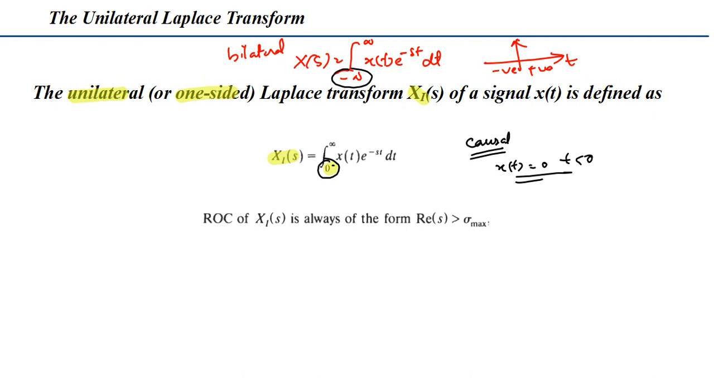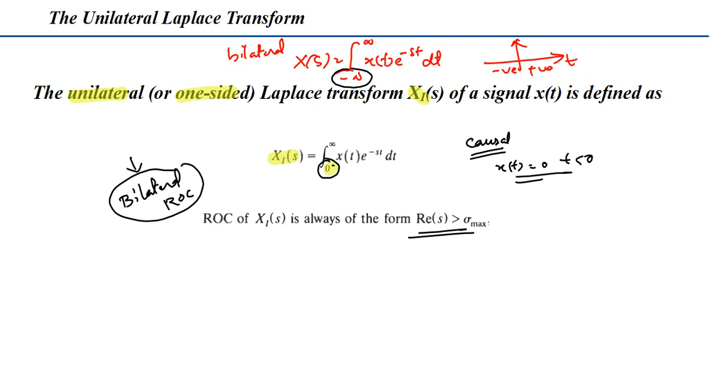So we don't want to specify the ROC in each case. In the bilateral Laplace transform, we need to specify the ROC in every question. It is a compulsory thing. We need to write the ROC. But in the case of the unilateral Laplace transform, normally we will not write the ROC, because in most cases the signal is causal, so the ROC will be of this particular form: real part of s is greater than sigma max, means towards the right. That's understood. So this is the unilateral one. So in most cases the equations and the calculations will be very easy.